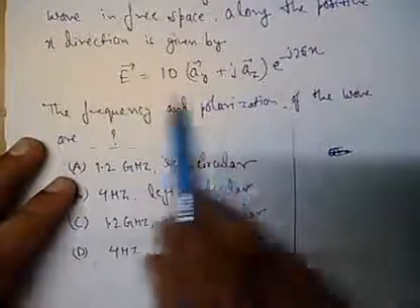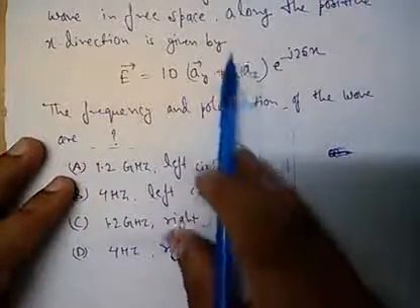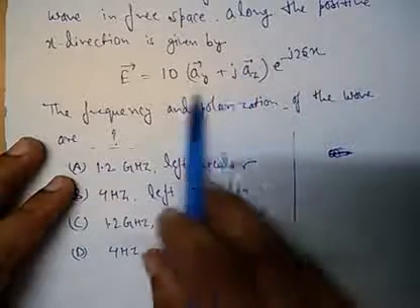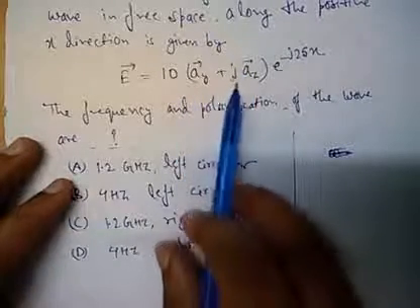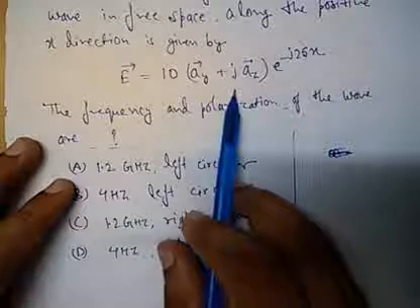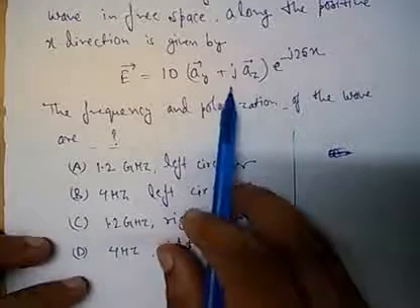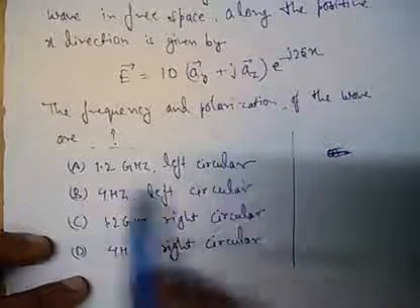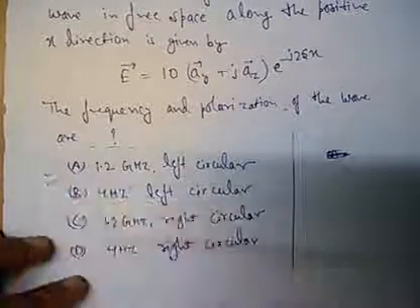Now for the given problem, as we have this part leading, this is left hand polarization, as we have already discussed. So left circular and 1.2 gigahertz, this is the correct answer.